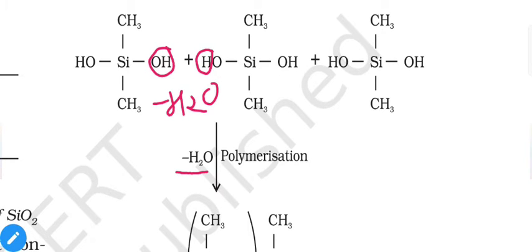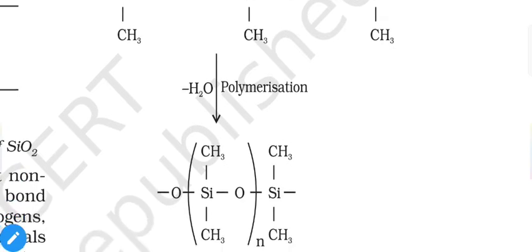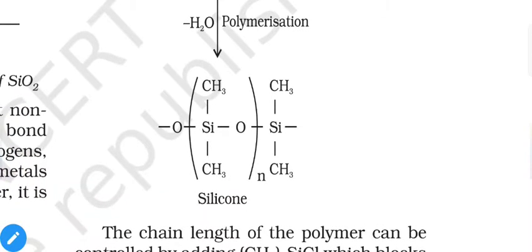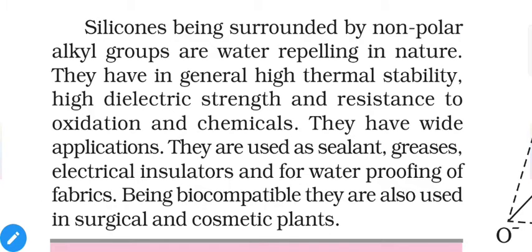That means a small molecule will be removed and one silicon will attach with the oxygen of another silicon, and you will get the polymer as mentioned here. We have the repeating unit CH3SiCH3O, and mainly silicones are very non-reactive compounds, so their uses are based on this property.